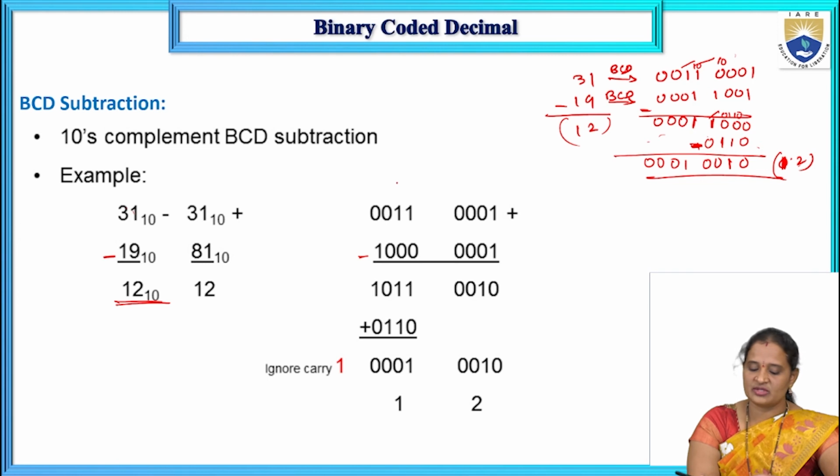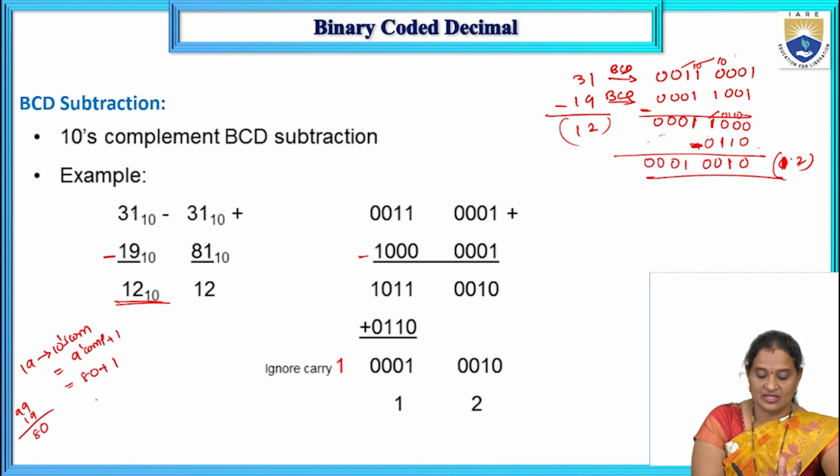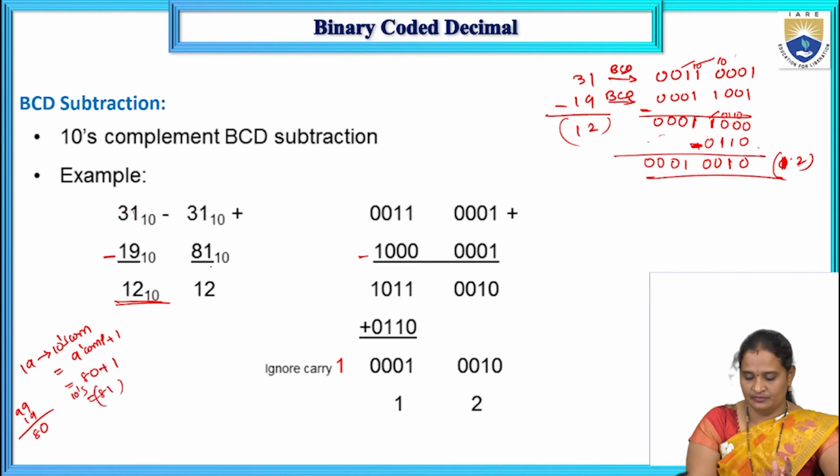And now we can also perform the subtraction using tens complement and nines complement also. Tens complement. So whenever you are performing the subtraction using tens complement, first get the tens complement of the subtrahend. So that is 19's tens complement. 19's tens complement is 9's complement plus 1. What is the 9's complement of this one? 99 minus 19. So 80. 80 is the 9's complement plus 1. So 81. So this is the tens complement of 19.